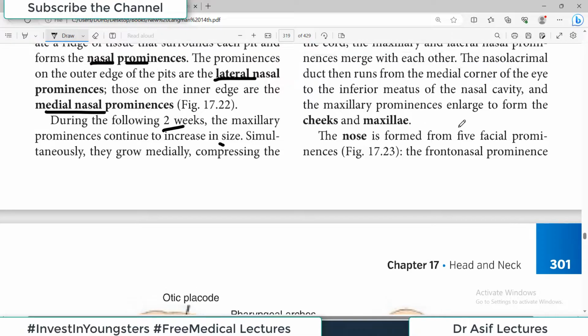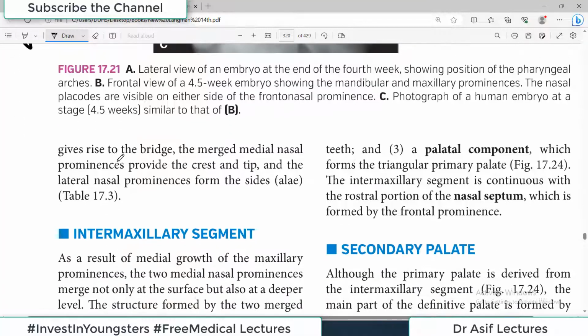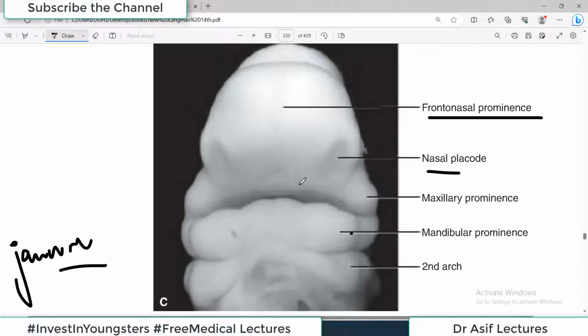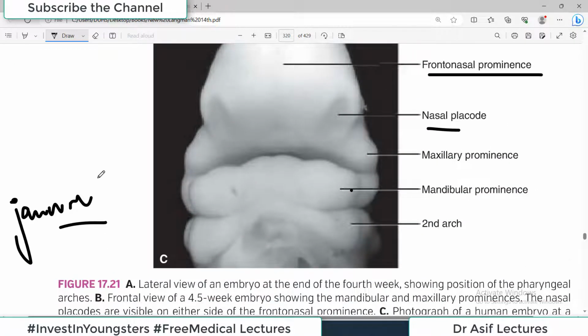So the nose is actually formed by 5 facial prominences. So नाक में हमारी जो खूबसूरत सी nose है, उसमें 5 facial prominences are contributing. The frontonasal prominence भी contribute कर रहा है. It is giving rise to the bridge of the nose. Merged medial nasal prominences provide the crest and the tip of the nose, and the lateral nasal prominences form the side of the nose, the ala of the nose. Okay, so ये diagram आपको बिल्कुल clear होनी चाहिए कि what we are looking at.